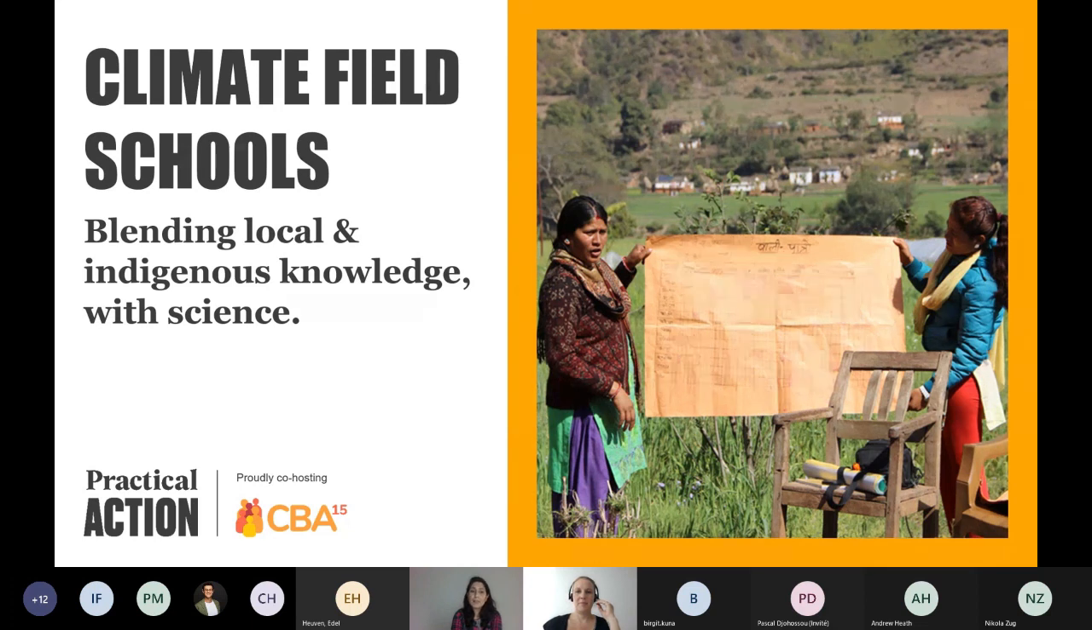I personally have participated in many climate field schools run by communities, and I'm truly inspired by the impacts of these schools on agriculture production in rural areas of Nepal. Farmer field schools in Nepal are fundamental for successful adaptation to climate change, giving farmers and communities the opportunity to blend their local and indigenous knowledge with scientific knowledge. These farmer field schools, which are supported by Practical Action, enable farmers to learn by doing through experimentation, observation, and learning together. Next slide.